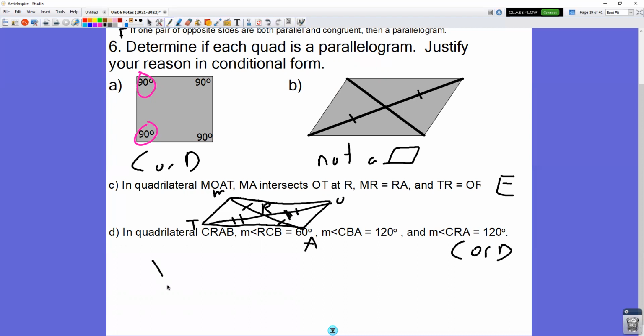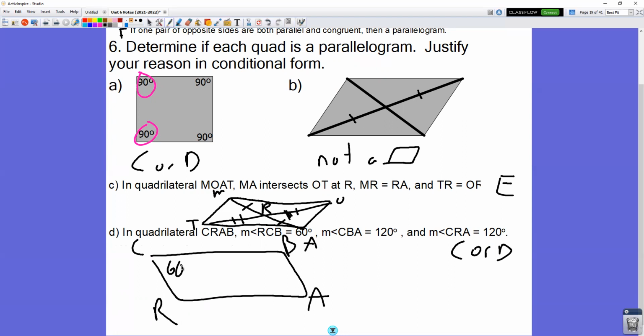And if you go down to the last one here, so let's just say we had a figure like this. So CRAB, and they tell you RCB, this angle up here is 60. CBA is 120. CRA is 120. So you have three angles of this figure given to you. Now, this is a quadrilateral, so you can subtract the three angles from 360, and that'll give you this blank angle at A, and that has to be 60. And because the opposite pairs of angles are congruent, you can go with sentence C, or you can go with the consecutive angles and go sentence D. So just like question A, D would have multiple answers there. All right, so that takes care of question 6.